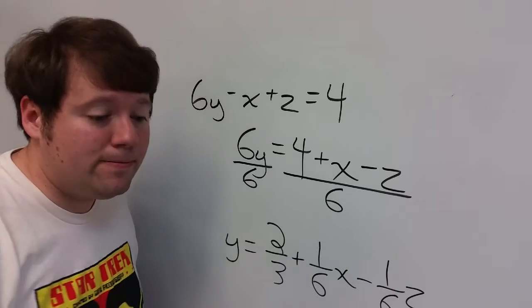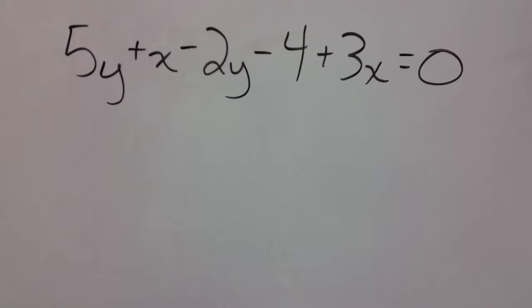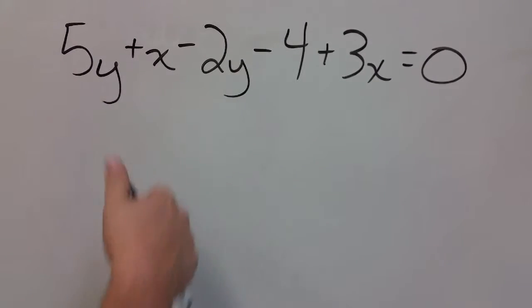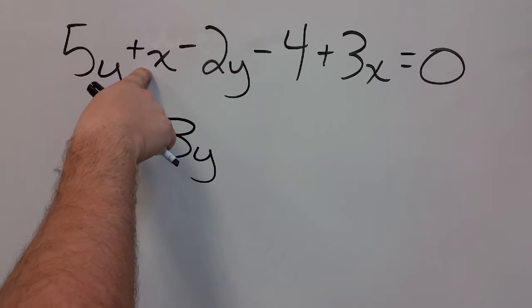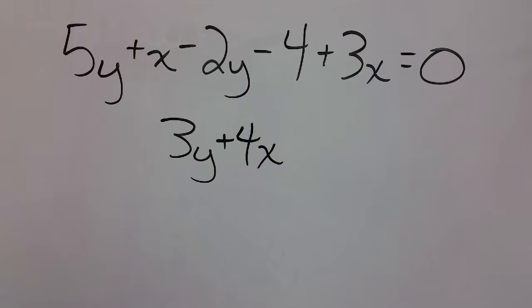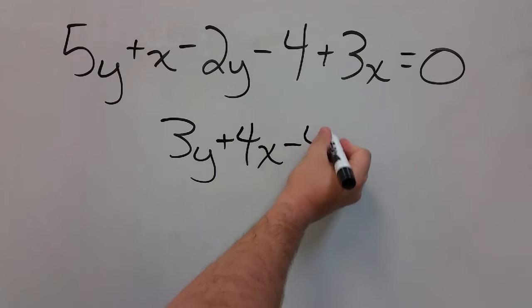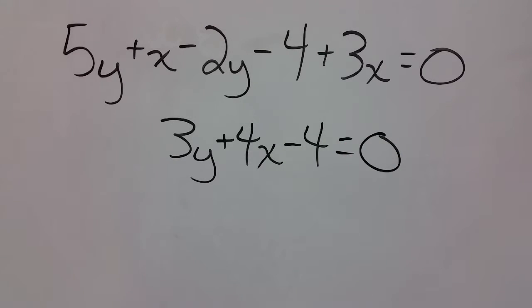Let's look at another example. This one's going to be done the same way. We're just going to rearrange things until we get y equals something. If we want to, we could simplify our left side of the equation first by combining our like terms. That means I could do 5y minus 2y. That equals 3y. I could also do positive 1x plus 3x. That equals positive 4x. And I'll still have a minus 4 in there. This entire equation still equals 0. So all I've done so far is simplified.